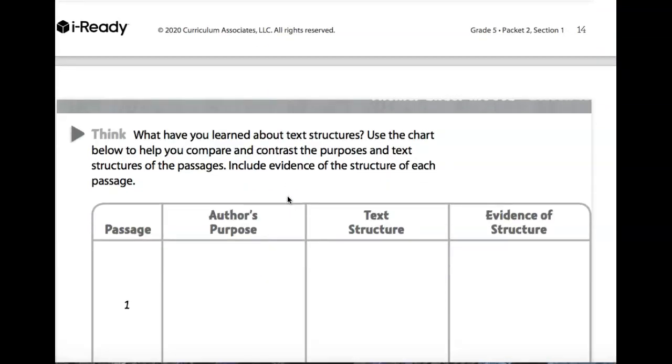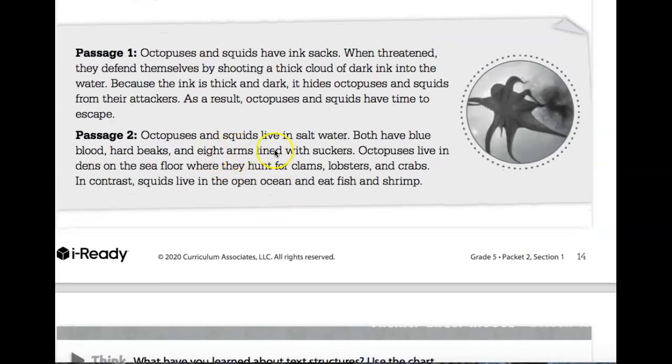All right, what they're doing here is they're comparing and contrasting how the octopus and squid are the same and how they are different. So they're the same in that they have blue blood, hard beaks, and 8 arms lined with suckers. They live in salt water. That's how they're the same. But this is how they're different. The octopus lives in dens on the seafloor, and what they eat, clams, lobsters, and crabs. In contrast, squids don't live in dens on the seafloor. They live in the open ocean, and they eat fish and shrimp.